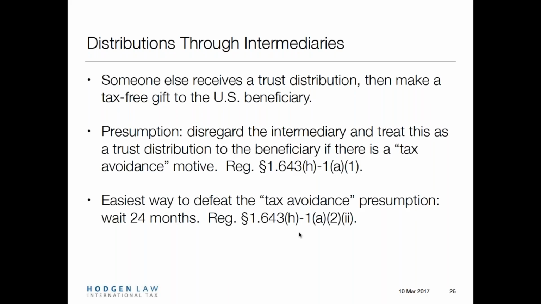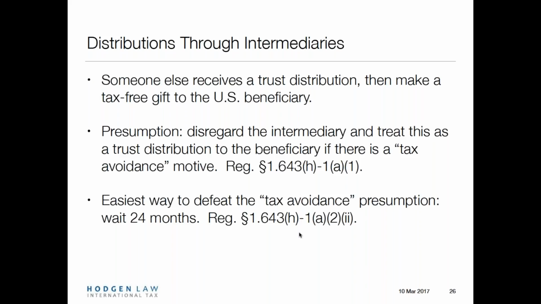The final one to look out for is you have a foreign trust and the trustee makes a distribution to somebody else. And after a while, that somebody else makes a gift, and I put that in air quotes, to the U.S. beneficiary. The U.S. beneficiary reports that gift on Form 3520 in Part 4, the last page of Form 3520, saying, hey, I got a tax-free gift from a foreign person, no tax, because the equivalent distribution from a foreign trust would have been taxable. And this happens all the time.